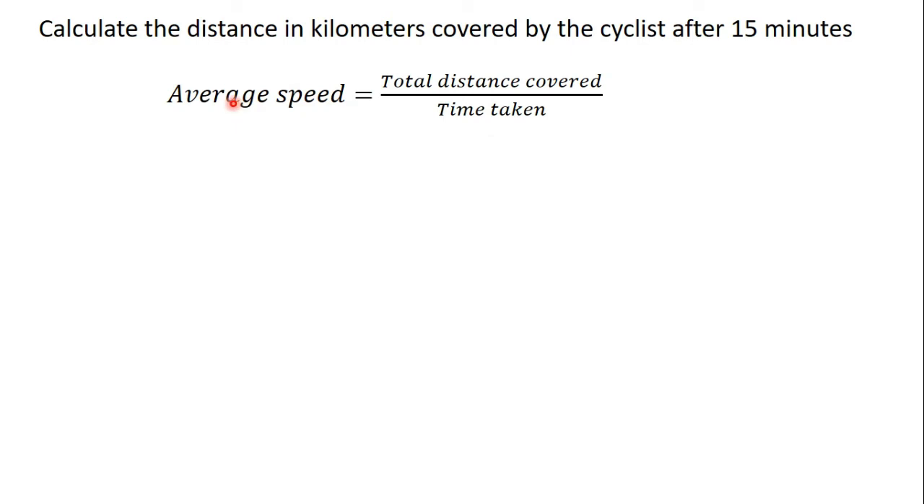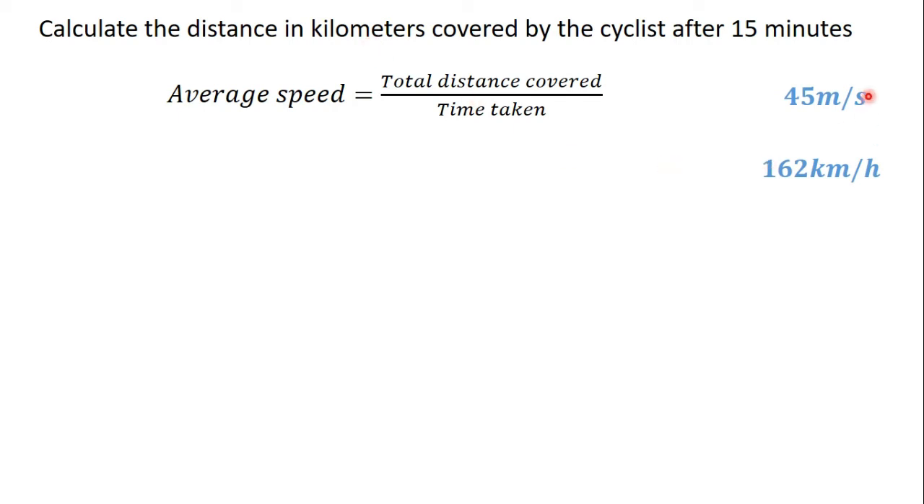Now we know that the average speed is equal to the total distance covered divided by the time taken. We have average speed in meters per second as 45 meters per second and in kilometers per hour as 162 kilometers per hour. So which one of these are we going to use? We have average speed in meters per second. We have average speed in kilometers per hour. Which one of them are we going to use? Let's look at the question. We want to calculate for distance in kilometers.